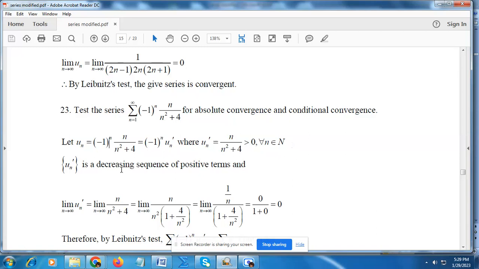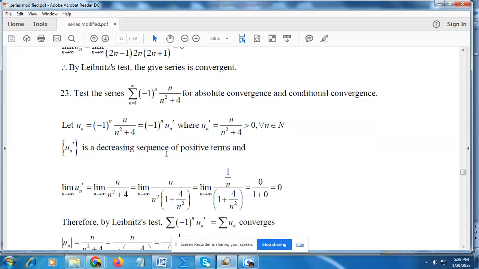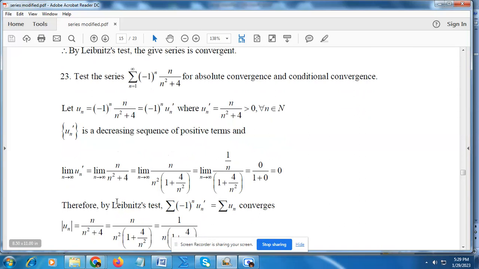Clearly, un dash is greater than un plus 1 dash for all n belongs to capital N. And also un dash is a decreasing sequence of positive terms. Now calculate the limit of un dash as n tends to infinity. Here the numerator degree is less than the denominator degree, so the limit value is 0. The first and second conditions are satisfied. So by the Leibniz test, the given alternating series converges.